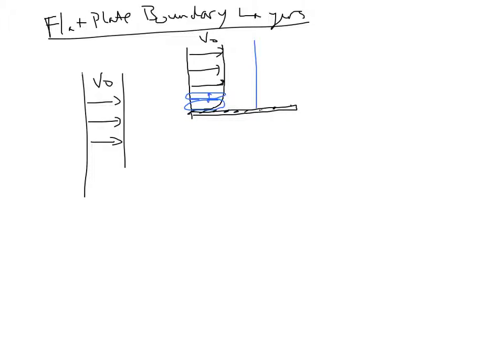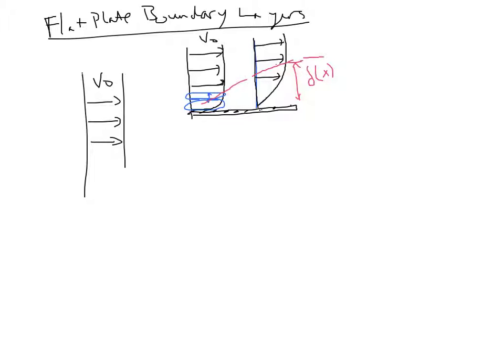And so as you move along the plate, the region of low velocity grows. And so you have some transition point that increases with distance along the plate. We call that delta of x. That's the height of the boundary layer. In the boundary layer, viscous forces matter. Outside the boundary layer, they don't.